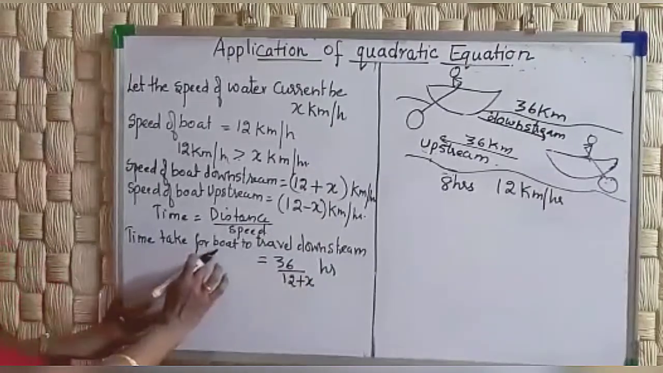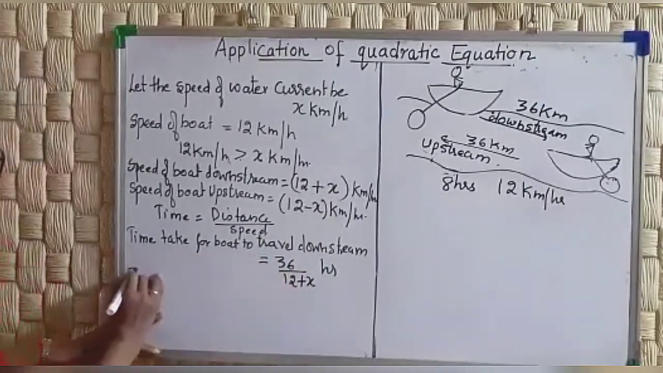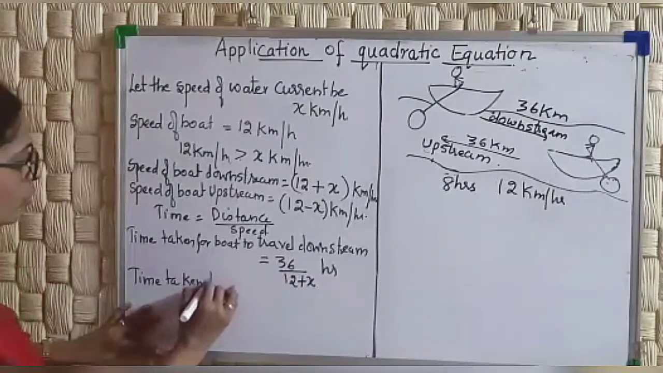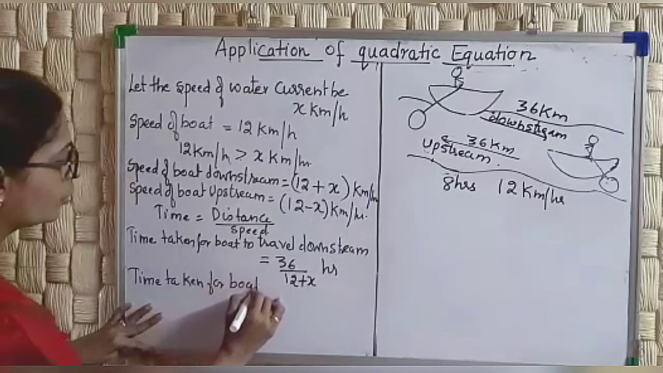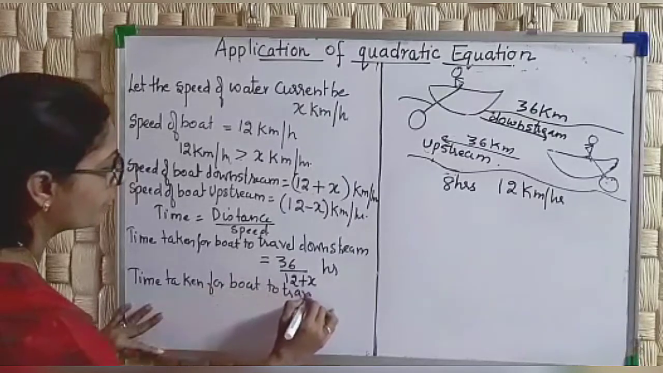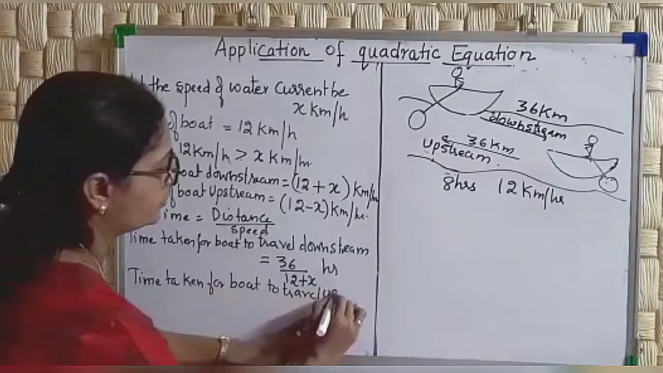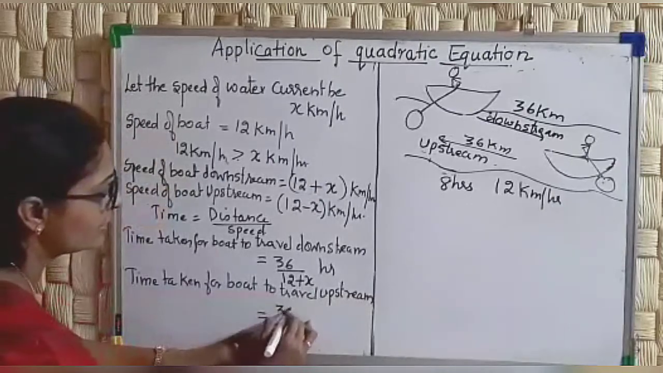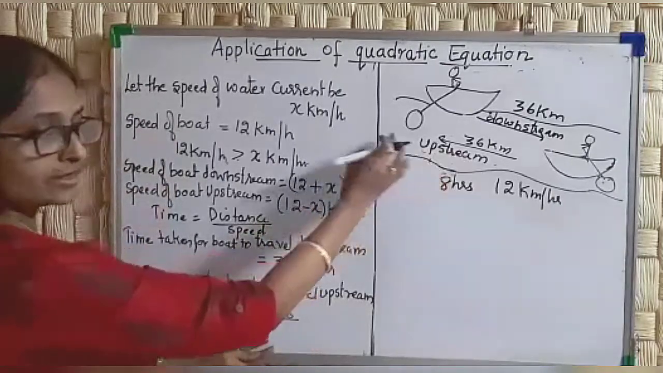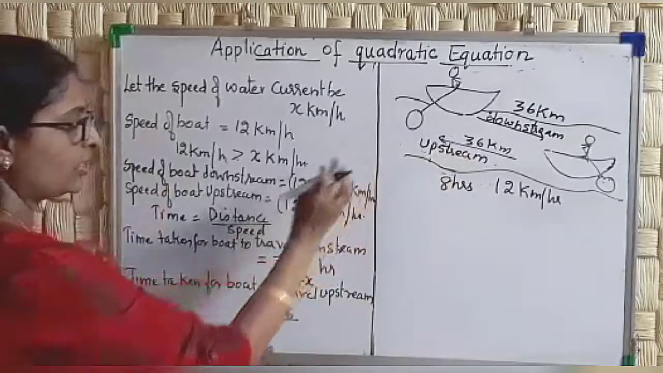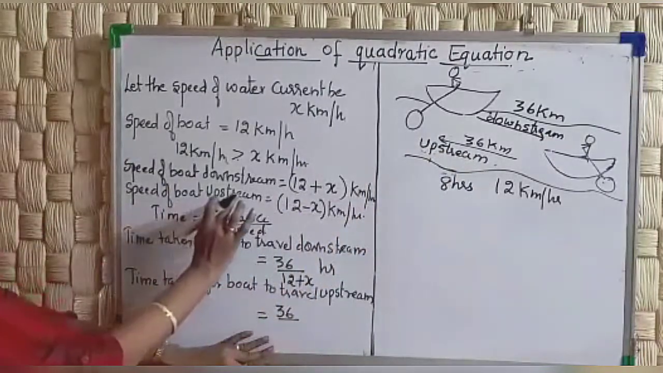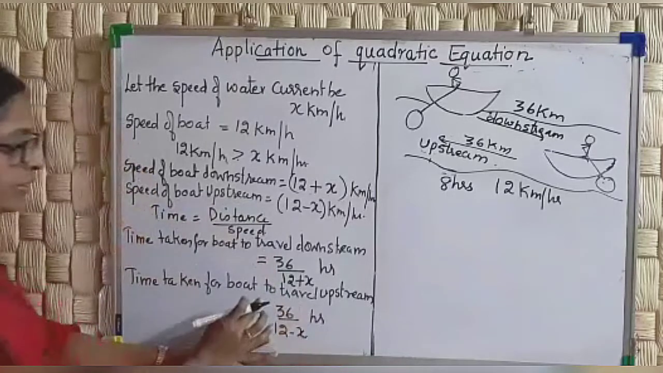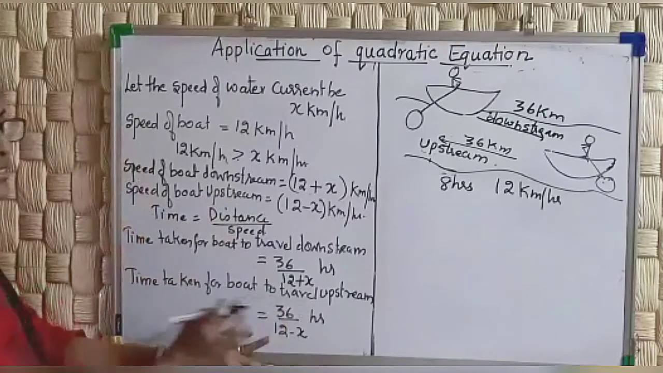Similarly, time taken for boat to travel upstreams will be equal to 36 kilometers divided by the speed of the boat upstreams, that is 12 minus x. It will be 36 upon 12 minus x hours.